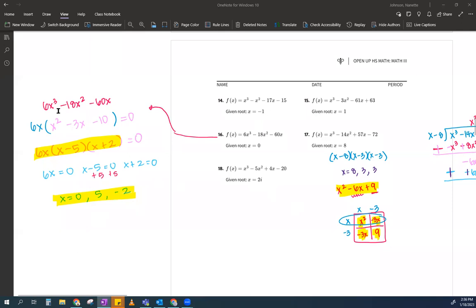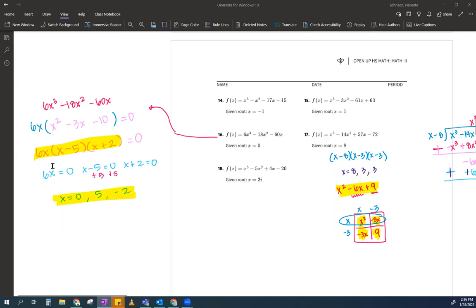Oh, okay. I just factored out the greatest common factor. So the first question I asked you was, what do you notice? And some people said, I noticed there's a 6 in every single term, so you can factor. So then you factored out 6x, and this is what's left. So 6x times x squared is 6x cubed. And then 6x times -3x is -18x squared. And 6x times -10 is -60x, right?